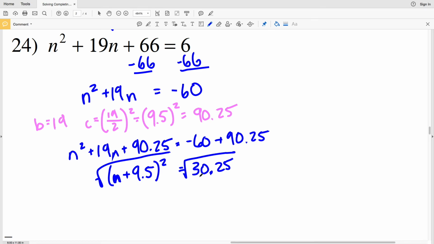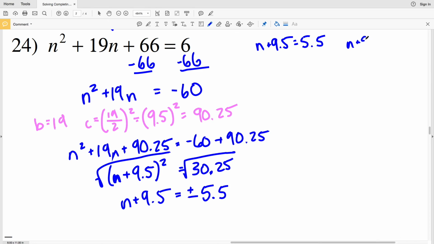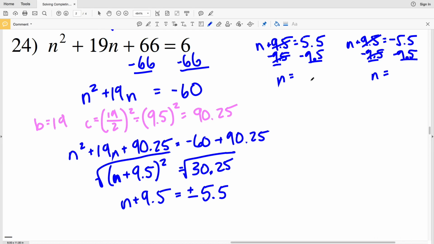So now when I take the square root of both sides, I'll get that n plus 9.5 is going to equal positive or negative square root of 30.25, which the square root of 30.25 is 5.5. So n plus 9.5 equals a positive 5.5, or n plus 9.5 equals a negative 5.5. So we're going to solve each of these equations, and we'll do so by subtracting 9.5 from both sides in each in order to isolate that n on the left-hand side. So n equals 5.5 minus 9.5, which is negative 4, and n equals negative 5.5 minus 9.5, which is negative 15. So my final solution on this worksheet, negative 4 and negative 15.